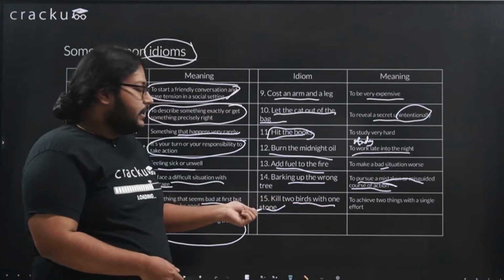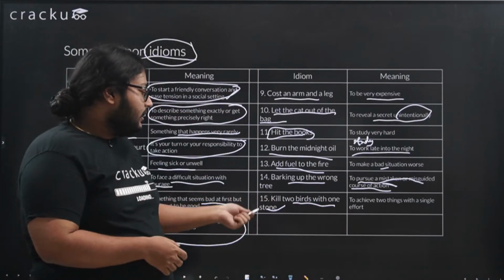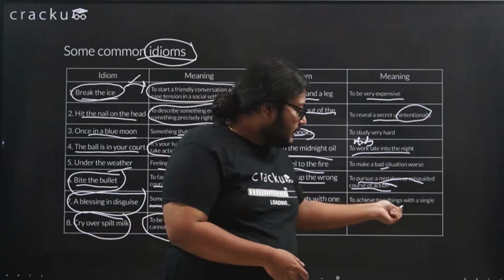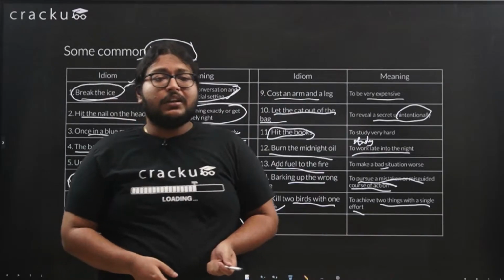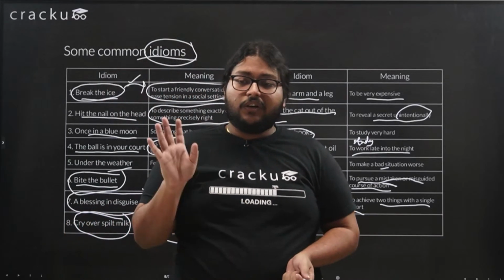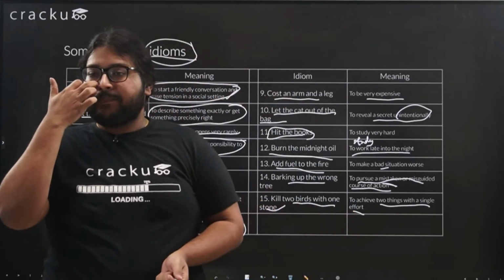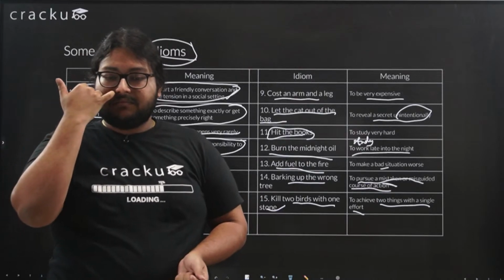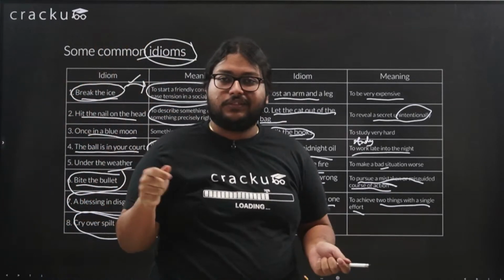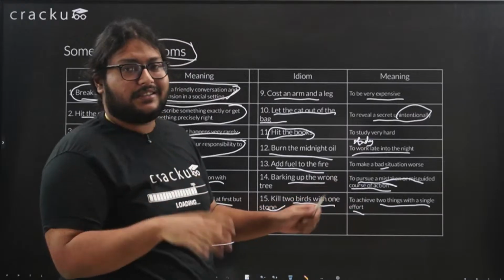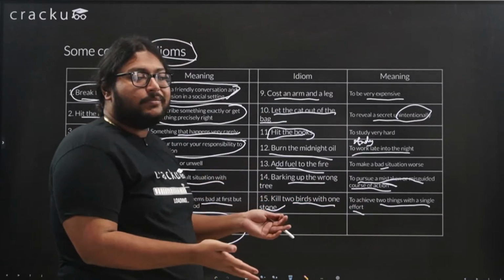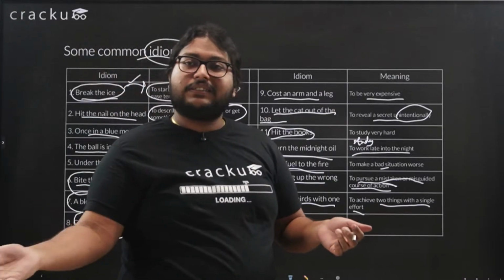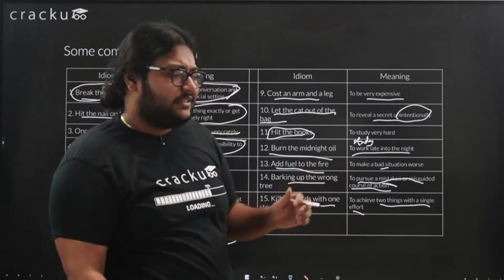Killing two birds with one stone essentially means to achieve two things with a single effort. He not only cleared the exam but also did something more. So he did two things at once. Clearing the exam, he not only made his parents proud but also his extended family, something like that.